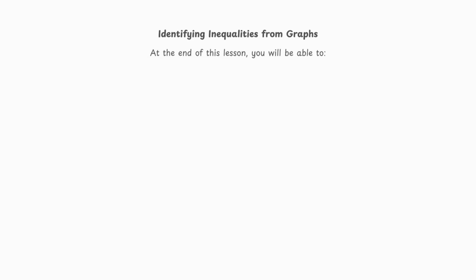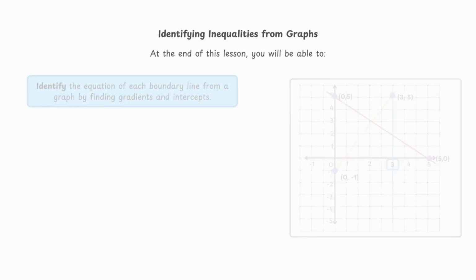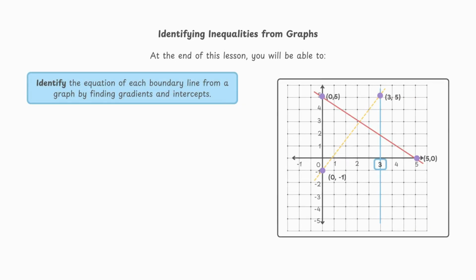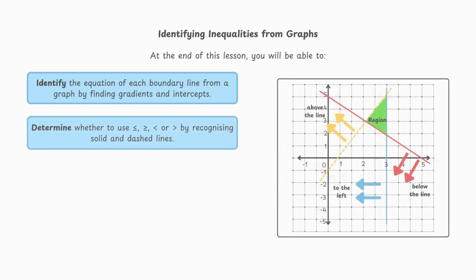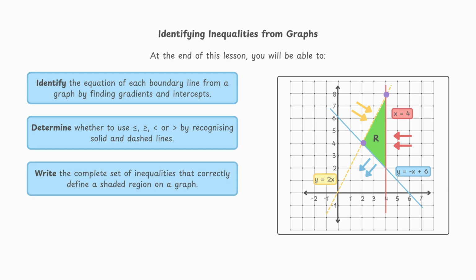Hello and welcome to this lesson on identifying inequalities from graphs. By the time you finish this video, you will be able to identify the equation of each boundary line from a graph by finding gradients and intercepts, determine whether to use less than or equal to, greater than or equal to, less than or greater than by recognizing solid and dashed lines, and write the complete set of inequalities that correctly define a shaded region on a graph.